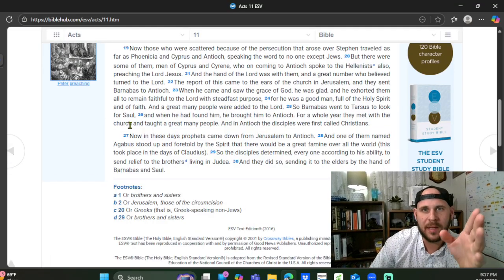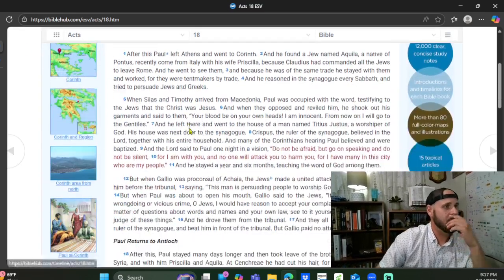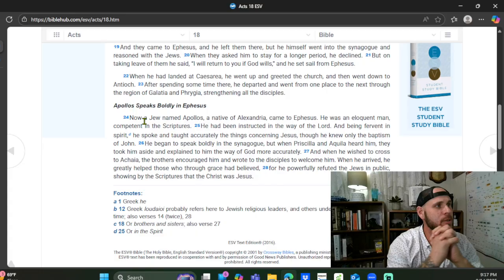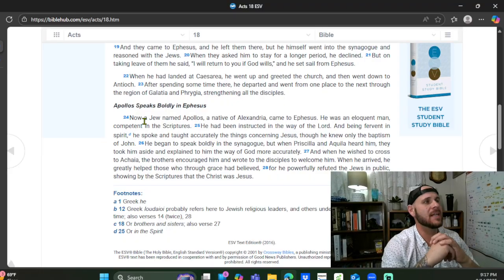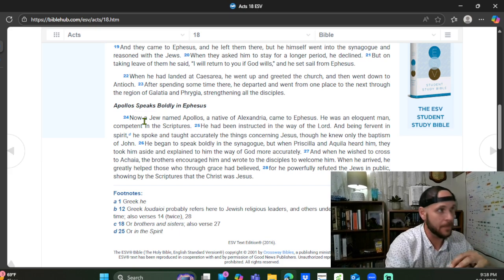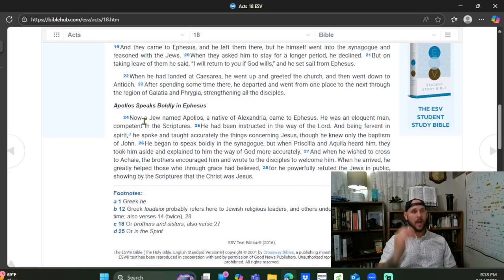And it's funny that this story would be in the Bible and it's relevant all these years later. All right, Acts 18. Okay, Apollos speaks boldly in Ephesus. Now a Jew named Apollos, a native of Alexandria, Egypt, came to Ephesus. He was an eloquent man, competent in the scriptures. Verse 25, he had been instructed in the way of the Lord, and being fervent in spirit, he spoke and taught accurately the things concerning Jesus, though he knew only the baptism of John. Verse 26, he began to speak boldly in the synagogue, but when Priscilla and Aquila heard him, they took him aside and explained to him the way of God more accurately.